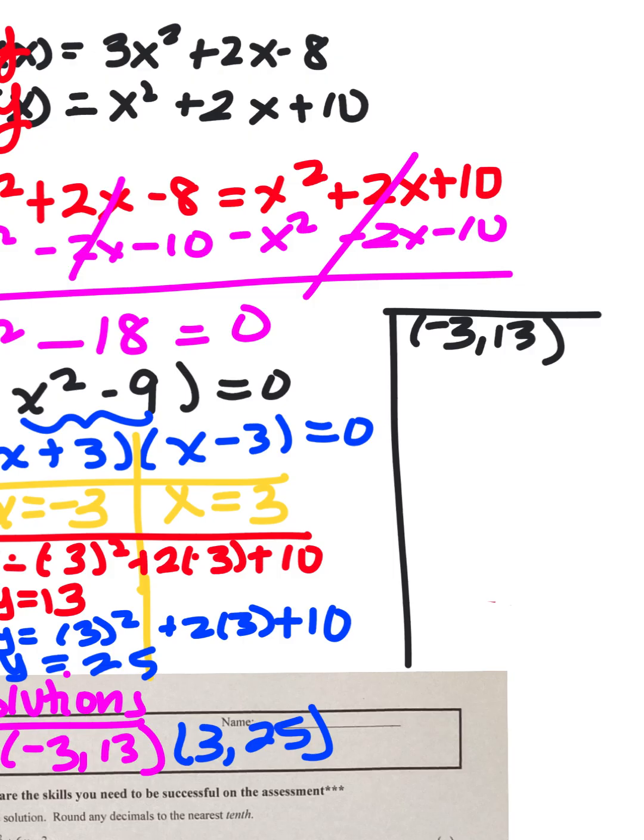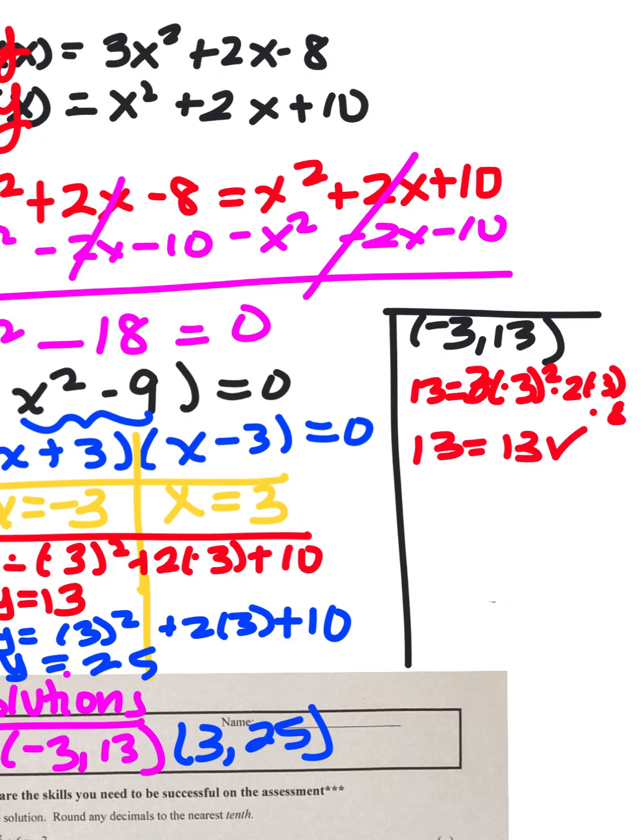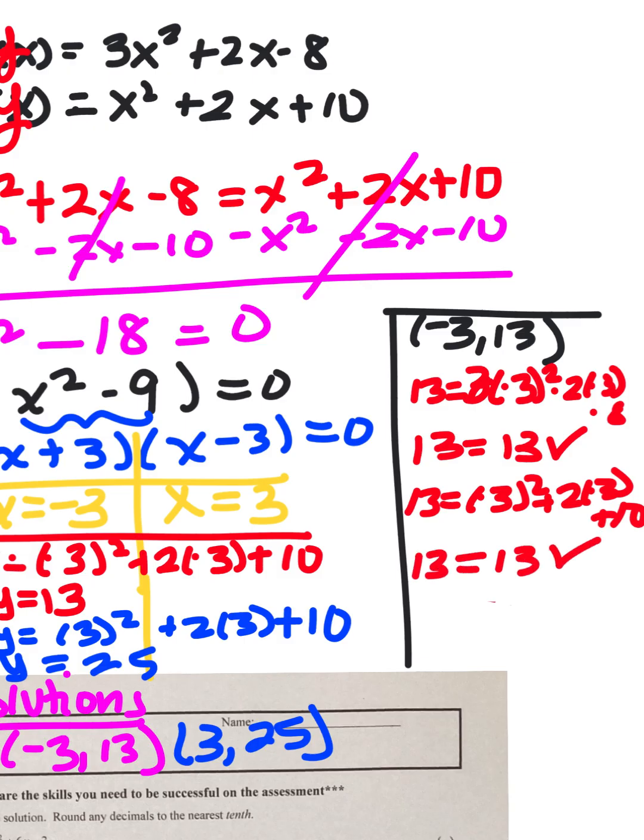All right, so I'm going to plug this into the f of x first. So it's 13 equals 3 times negative 3 squared minus 2 times negative 3 minus 8. And you'll get 13 equals 13, and that checks. And then you're going to plug it into g. So it's 13 equals negative 3 squared plus 2 times negative 3 plus 10. And you get 13 equals 13. Just plug it in your calculator and check it.